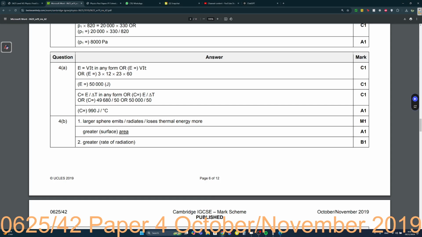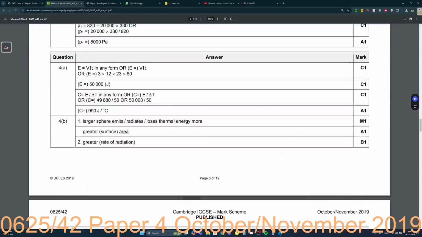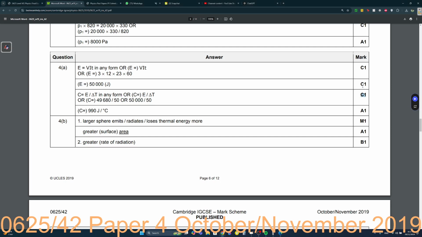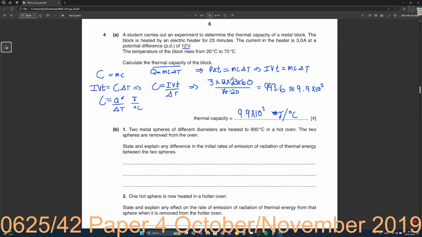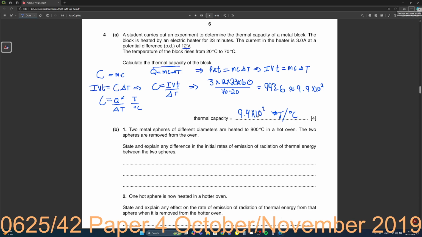So basically, they are looking to see if you use the energy, or Q, as IVt, and we wrote that over here. And then a value for it. In the marking scheme, you don't have to have the exact amount to get the mark, as long as it's part of your working: 3 times 12 times 23 times 60, which is 49,680. As long as it's part of your working, you get the mark for it. So like we said, 990 needs to be 2 SF, so 9.9 times 10 to the power of 2.